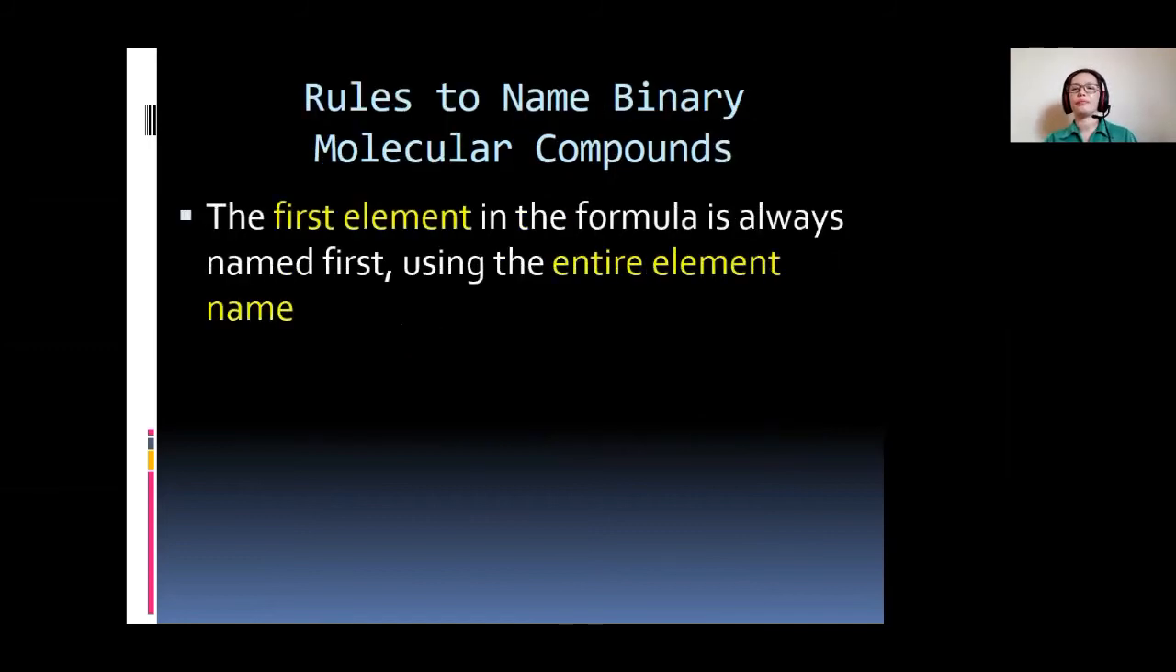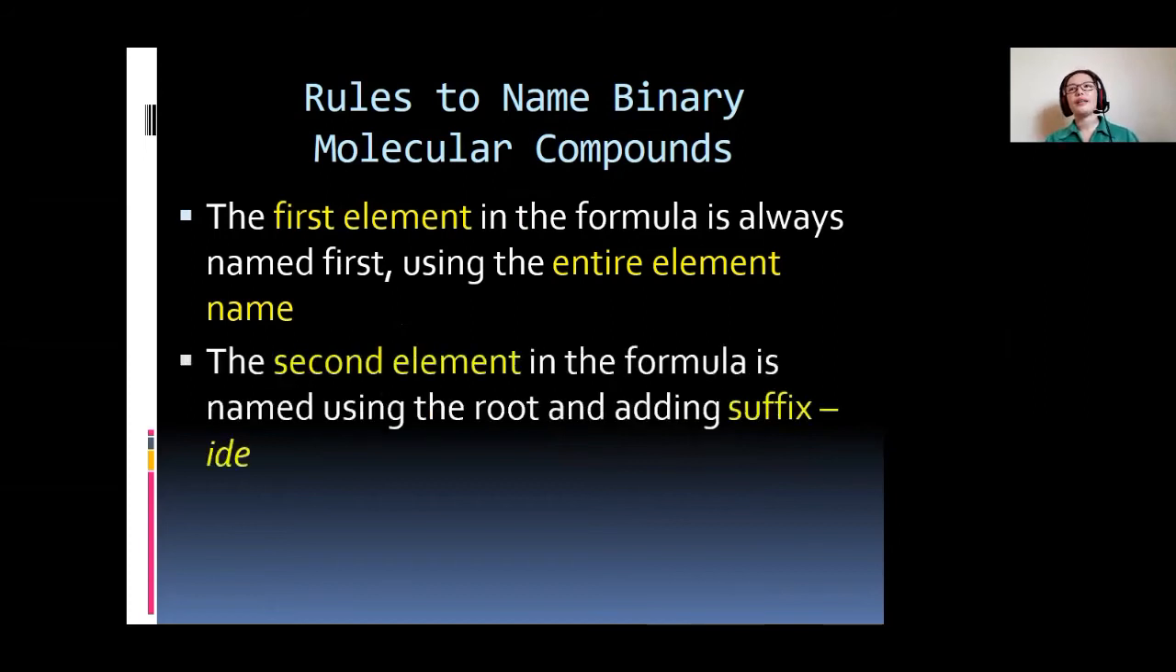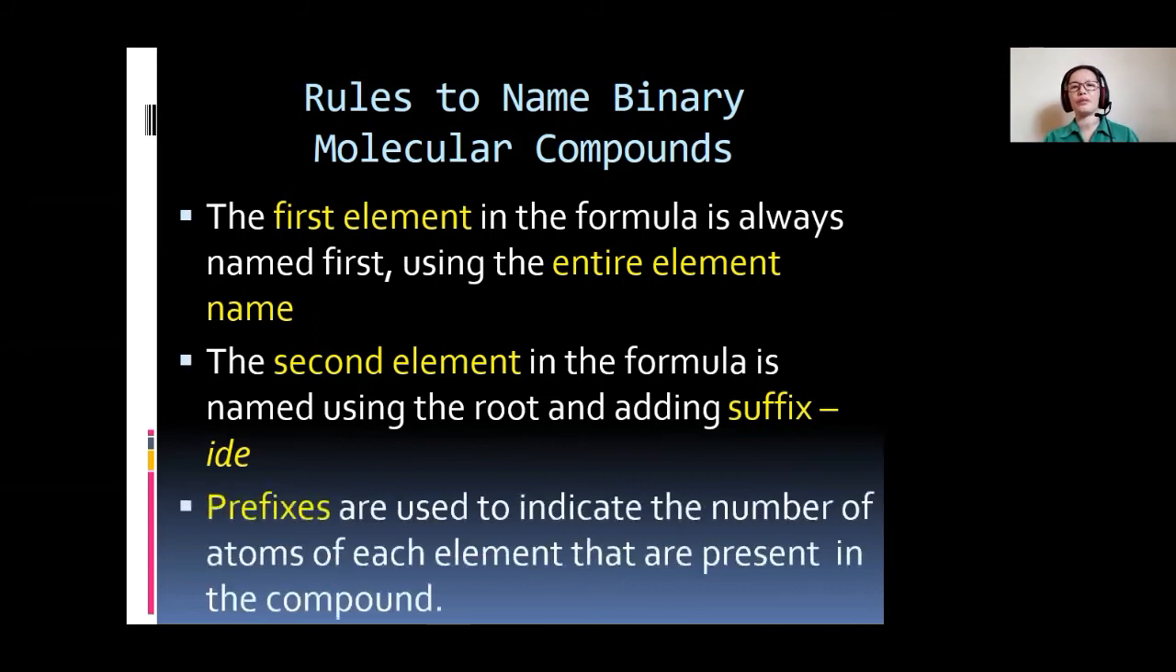How do we name them? The rule for naming binary molecular is entirely different from binary ionic. Here, the first element in the formula is always named first, using the entire name of the element. The second element in the formula is named using the root and adding the suffix IDE. Chlorine, chloride, fluorine, fluoride, similar to binary ionic. But take note of this.